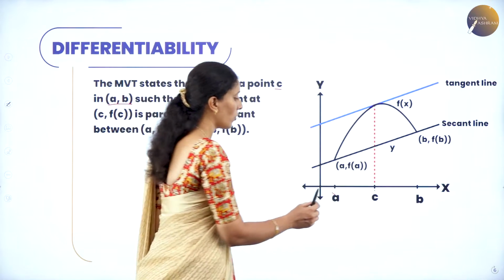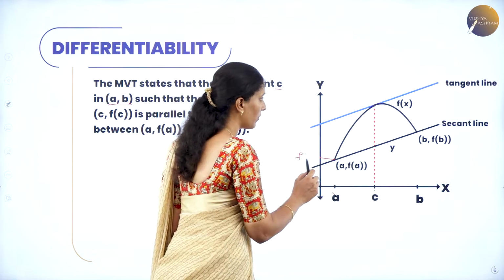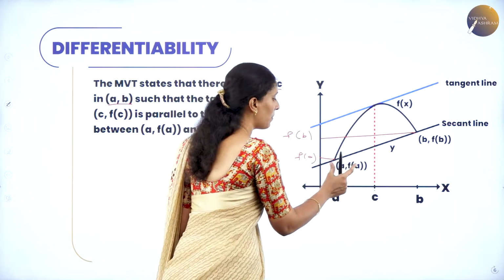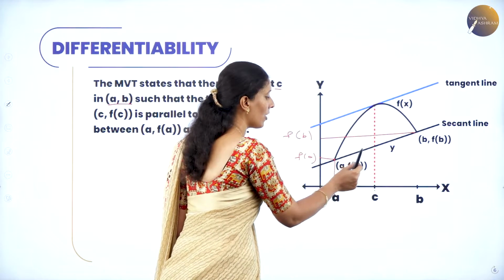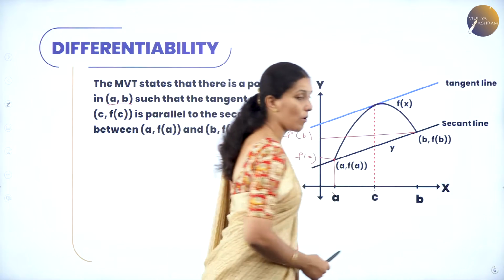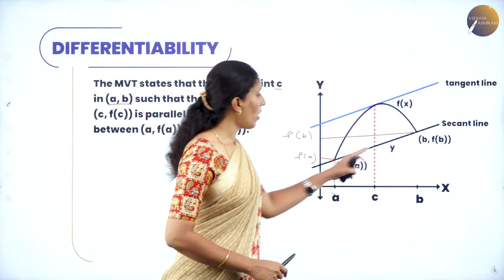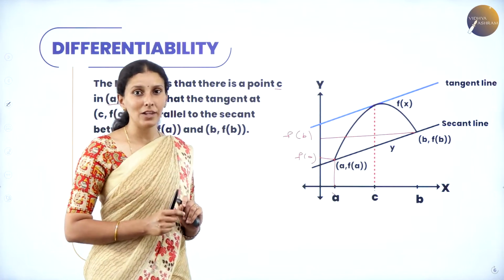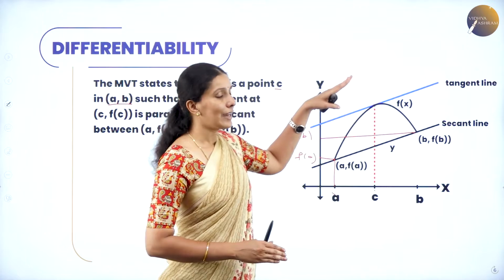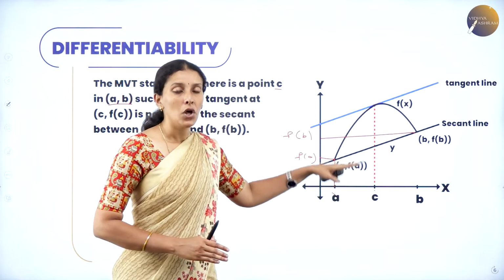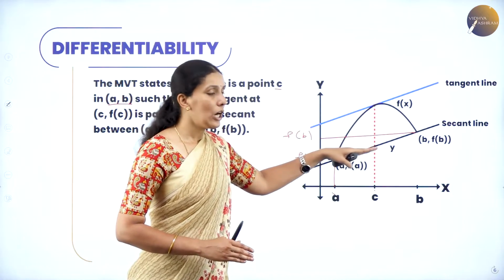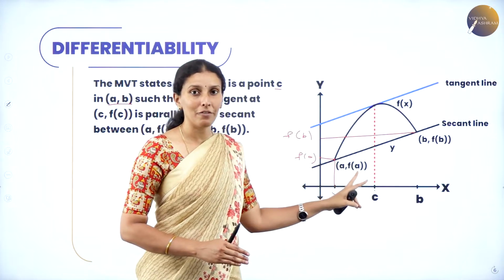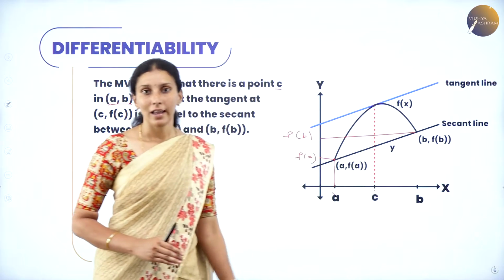So I have already told you, this indicates f of a and clearly this point indicates f of b. This point can be denoted as a comma f of a, and this as b comma f of b. When you draw a line, you will get a secant to the curve. So what does the mean value theorem say? The tangent at the point c will always be parallel to the secant joining the points a comma f of a and b comma f of b.